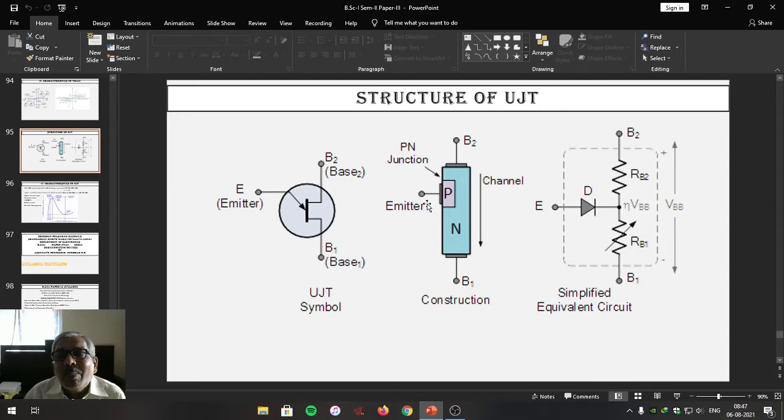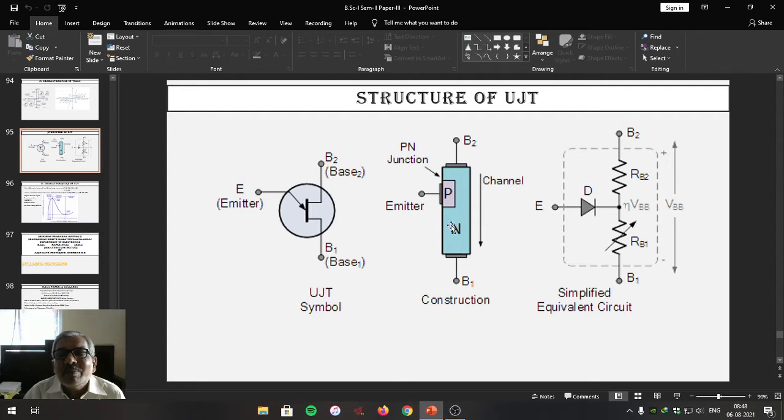Student friends, the ohmic contact taken from the bottom of the n-type semiconductor is called base B1. Whereas the ohmic contact taken from the top of the n-type semiconductor is called base B2. Thus, UJT has two bases, base B1 and base B2, whereas the third terminal is the emitter. A channel is created between B1 and B2.